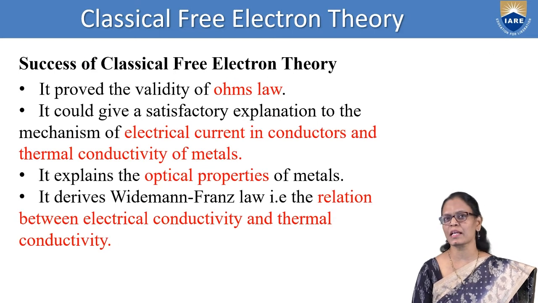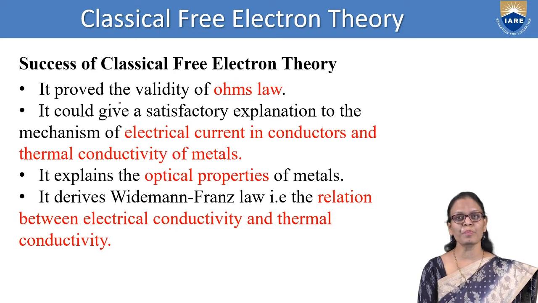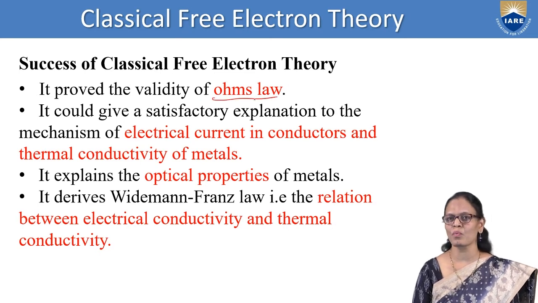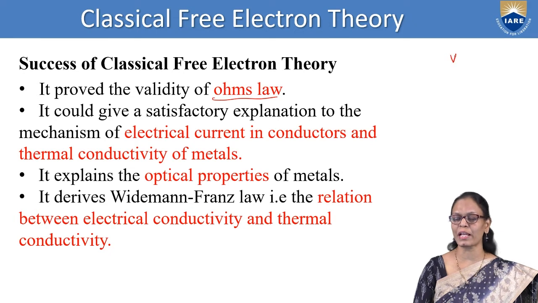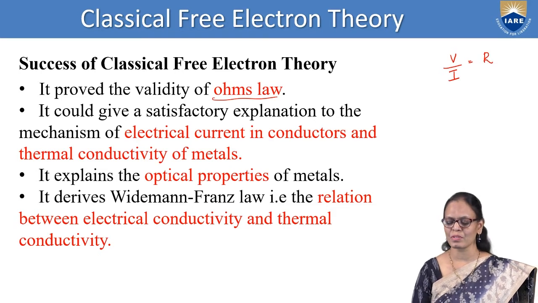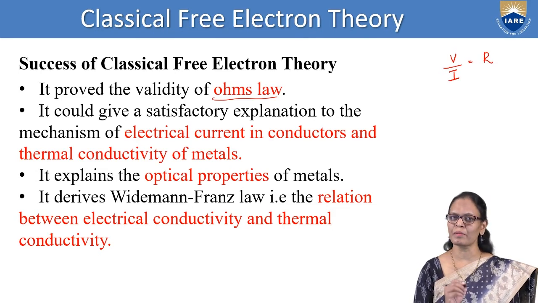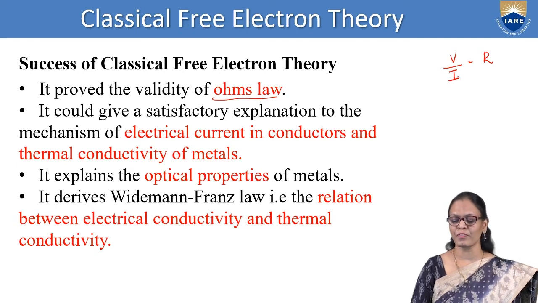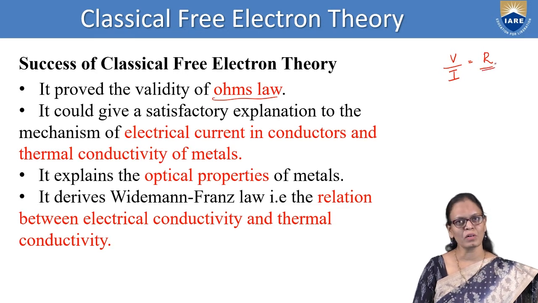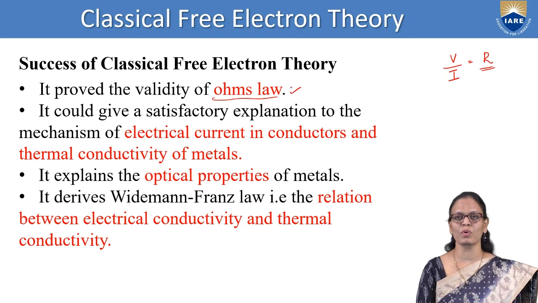Now, if you see the success of classical free electron theory, it proved the validity of Ohm's law. So what does Ohm's law say? As long as the physical state of the conductor remains the same, the ratio of the potential applied to the current is always a constant. When they applied a field, there is drift motion of the electrons and there is electric current. By varying the voltage, if you study the variation in current, V upon I is found to be a constant. So it proved the validity of Ohm's law.